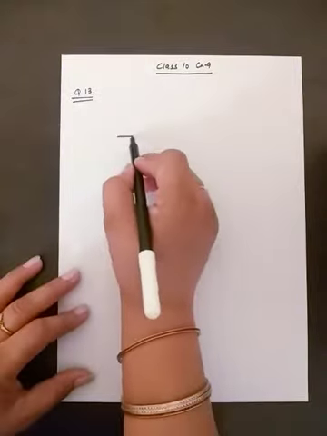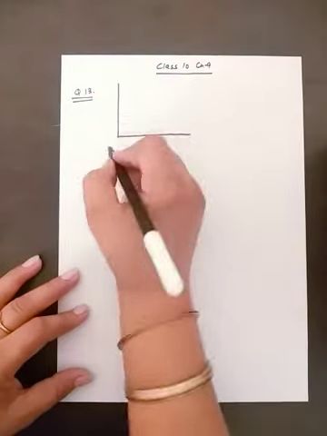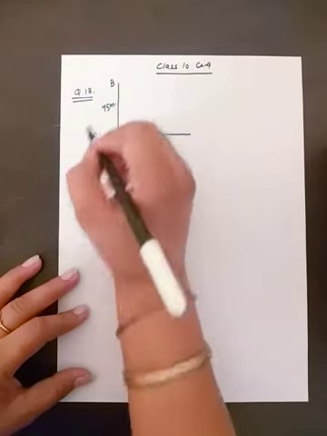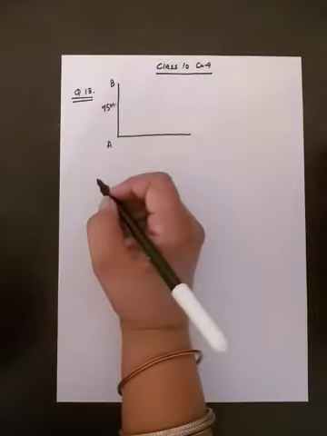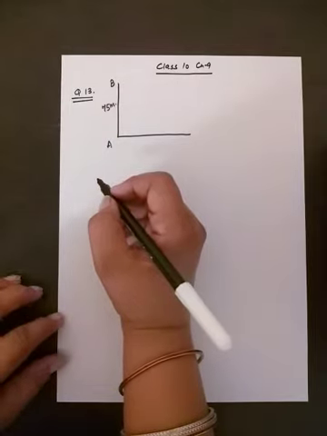Question number 13 of chapter number 9. As observed from the top of a 75-meter high lighthouse. Again we can draw the figure. Here AB is the height of lighthouse which is 75-meter high. The angle of depression of the two ships are 30 degree and 45 degree.